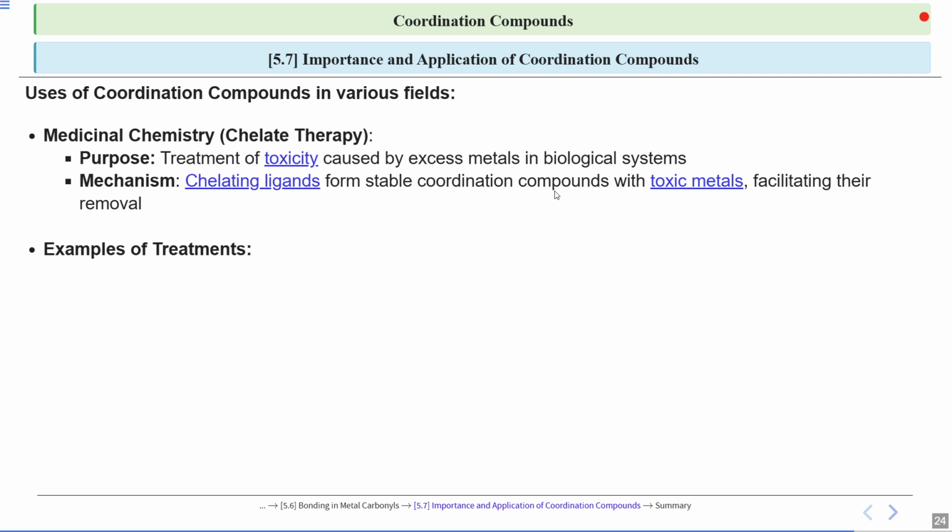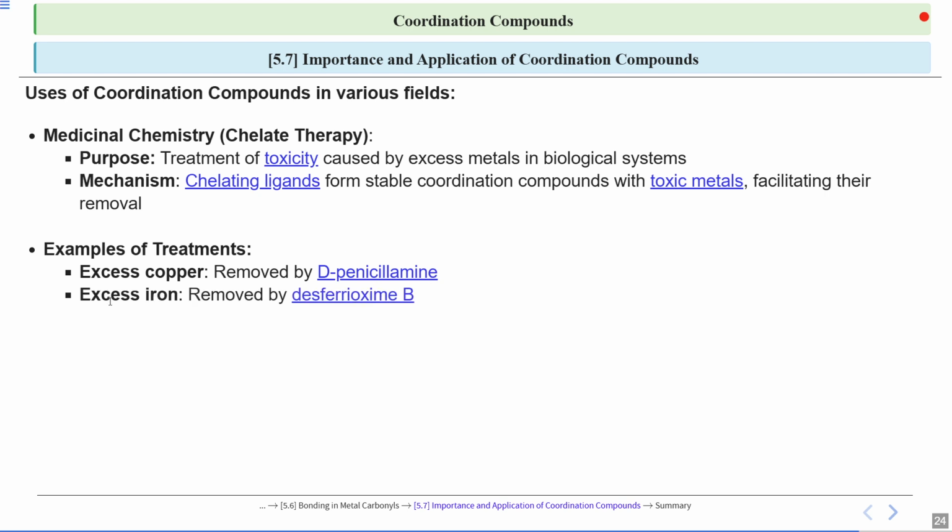Examples of treatments: excess copper. If there is excess copper metal, then it is removed by D-penicillamine. If there is excess iron, it is removed by desferrioxamine B. If there is lead poisoning, then it is treated with EDTA.